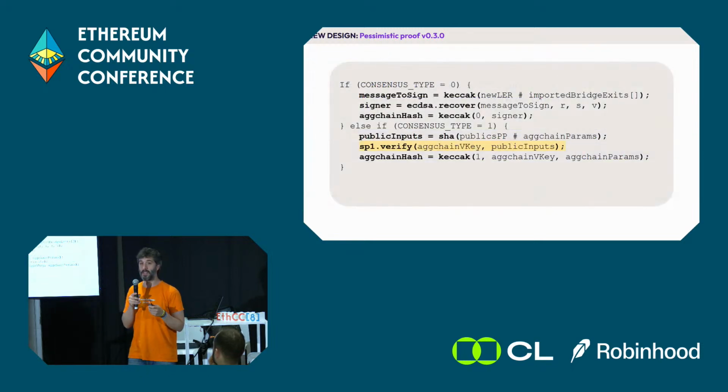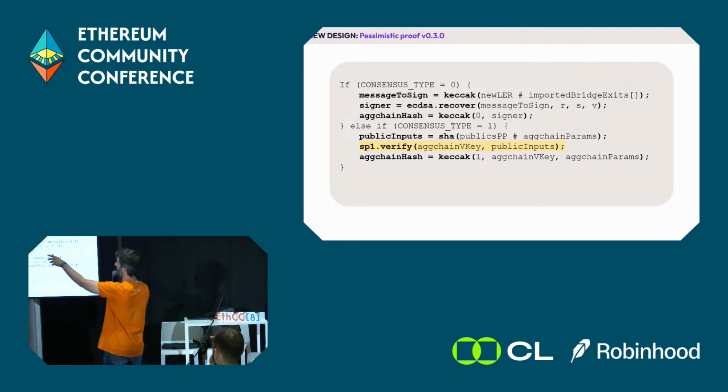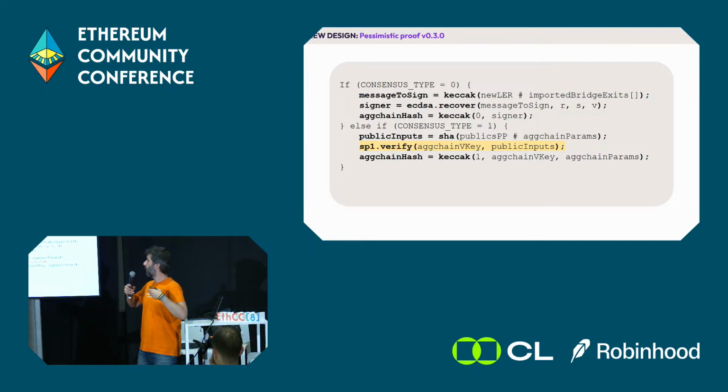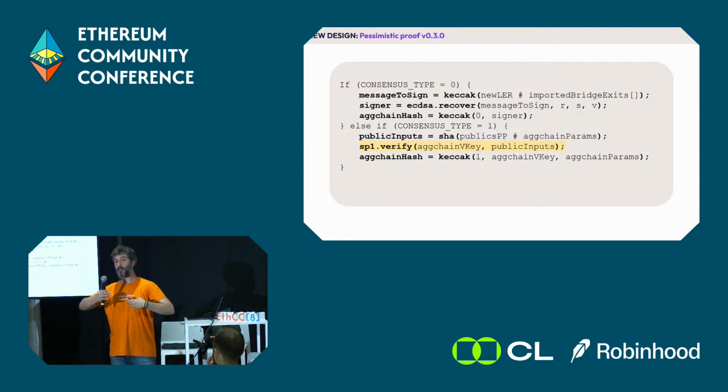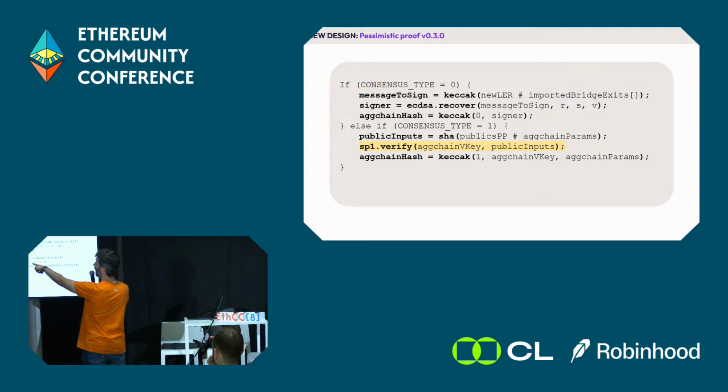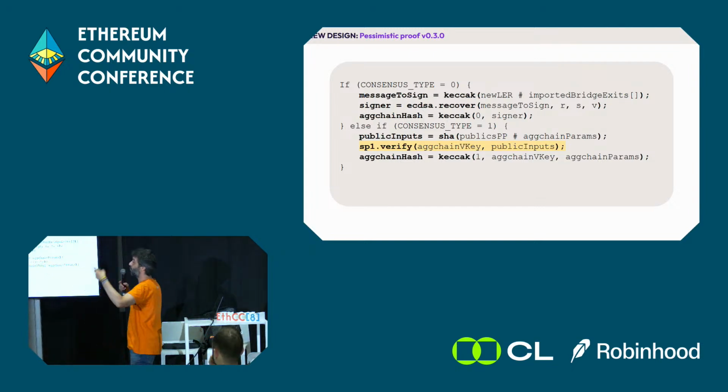Okay, and this is kind of the code inside the pessimistic circuit. As I mentioned, it's backwards compatible, so if consensus type equals 0, this code is exactly the same as version 2. But if consensus type is equal to 1, what we are doing is building the inputs for this zero knowledge proof, and those public inputs are the SHA of the public inputs of the pessimistic proof concatenated with the action params. And then we are verifying a zero knowledge proof.